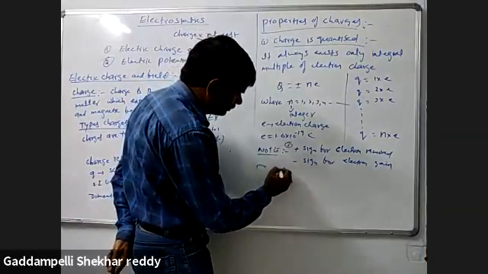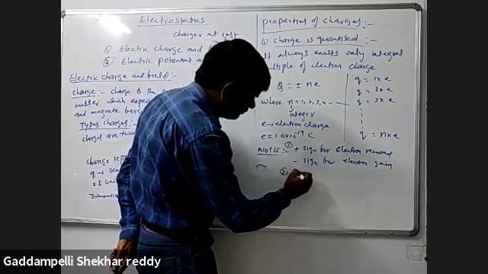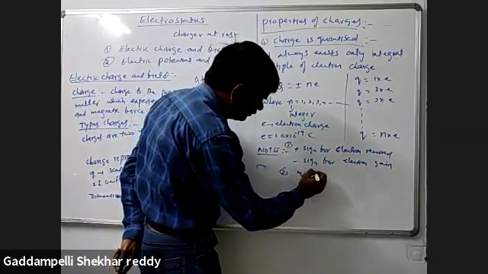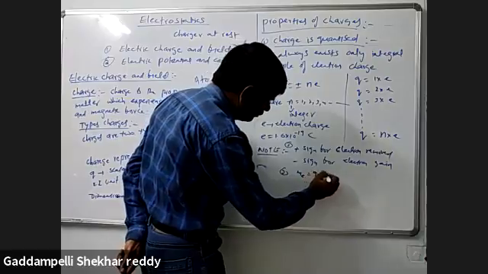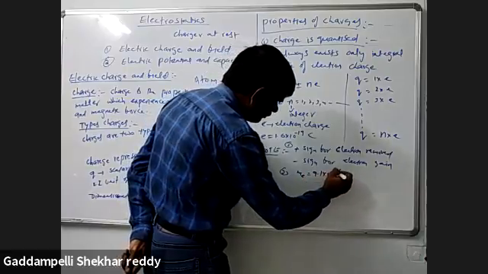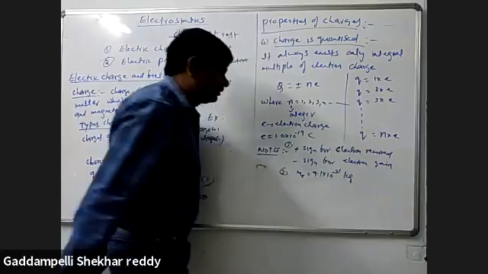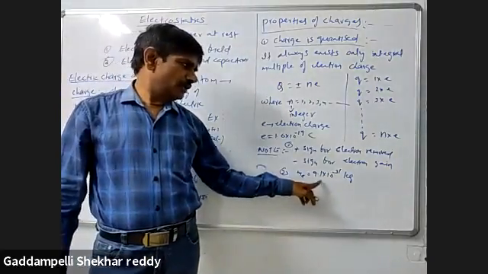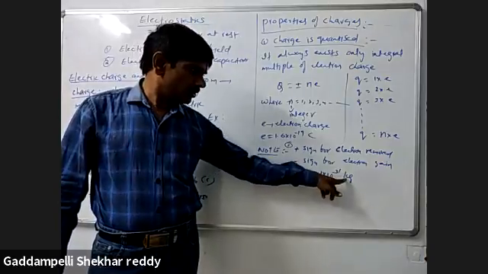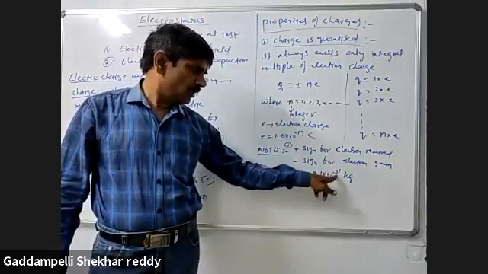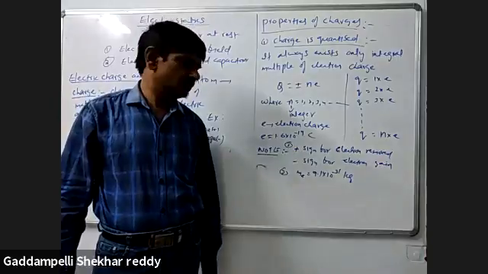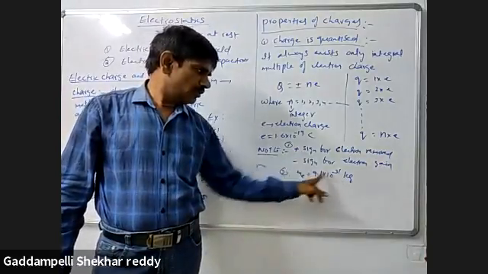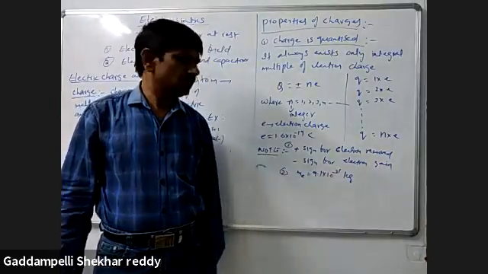So electron has mass. That means m_e, mass of electron, is equal to 9.1 × 10^-31 kg. Electron mass, you should remember always 9.1 × 10^-31 kg. Minus 31 means negligible mass.